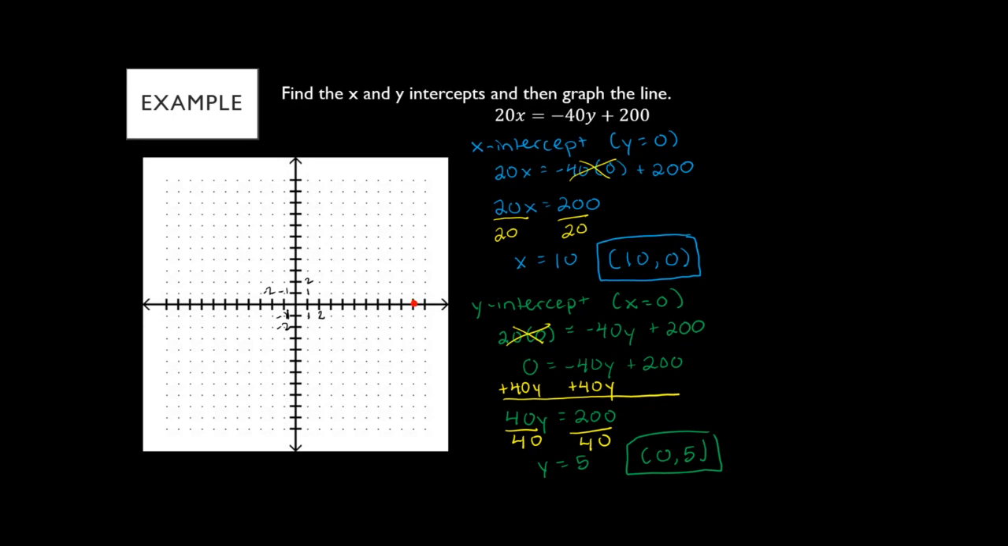And then on the y, it's at (0, 5). So I need to count 5 going up. 1, 2, 3, 4, 5. And then I connect those in order to get to my graph. Oh, that was not too bad. That was a pretty good one. And so that's what our line looks like. So we found our x and y intercepts. You've seen how to graph using those. Do you have any questions?